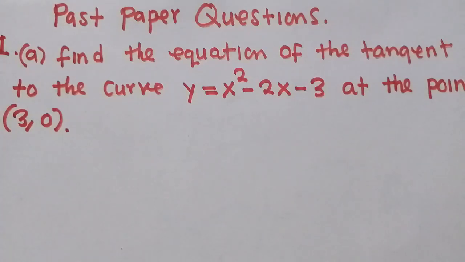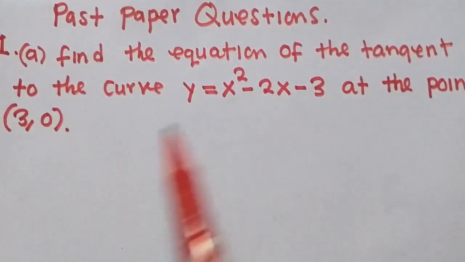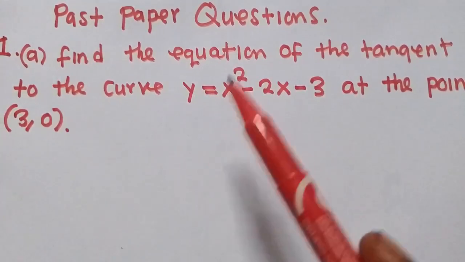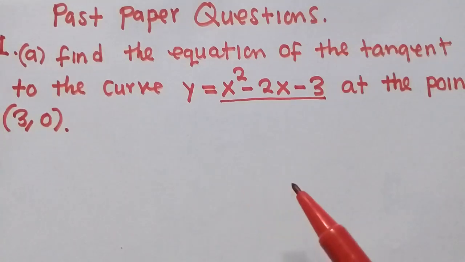The question is saying, this is the first one. Find the equation of the tangent to the curve. We are told to find the equation of the tangent to this curve. So this is just part A of this question. I believe we are all familiar with this. We are able to answer this one.